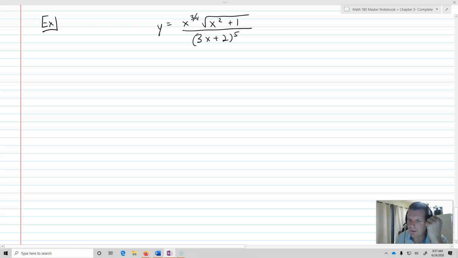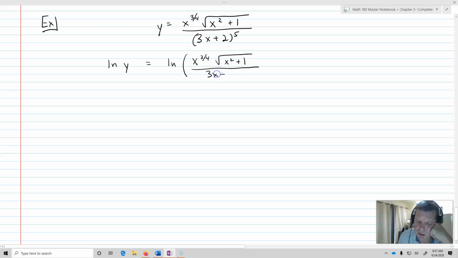Now what I'm going to do is take the natural log of both sides, just like with logarithmic differentiation. So I have ln of y equals the natural log of x to the 3/4 square root x squared plus 1 divided by 3x plus 2 to the 5th. Now, here's where knowing your logarithm rules comes in kind of handy.